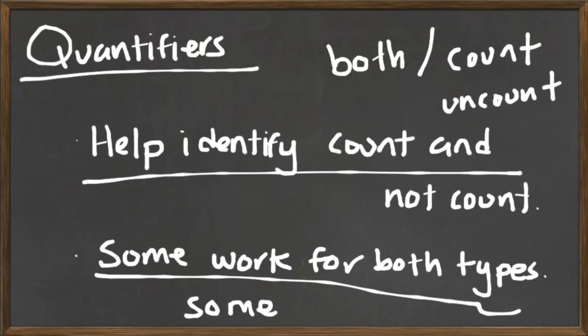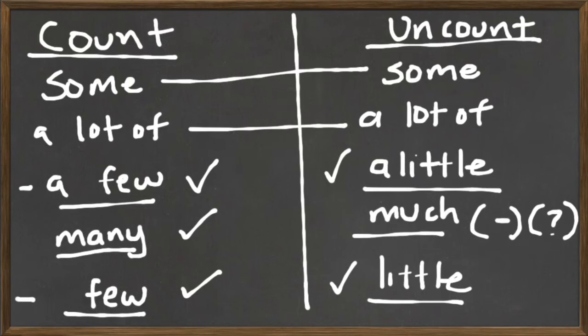Quantifiers help us identify whether we're talking about a countable noun or an uncountable noun. Some of them work for both types, which are some and a lot of. A few is for countable, a little is for uncountable, many is for countable, and much is for uncountable, but don't forget that we use it for negative and questions only. Few is for count and little is for uncount, and they mean not enough, not sufficient.